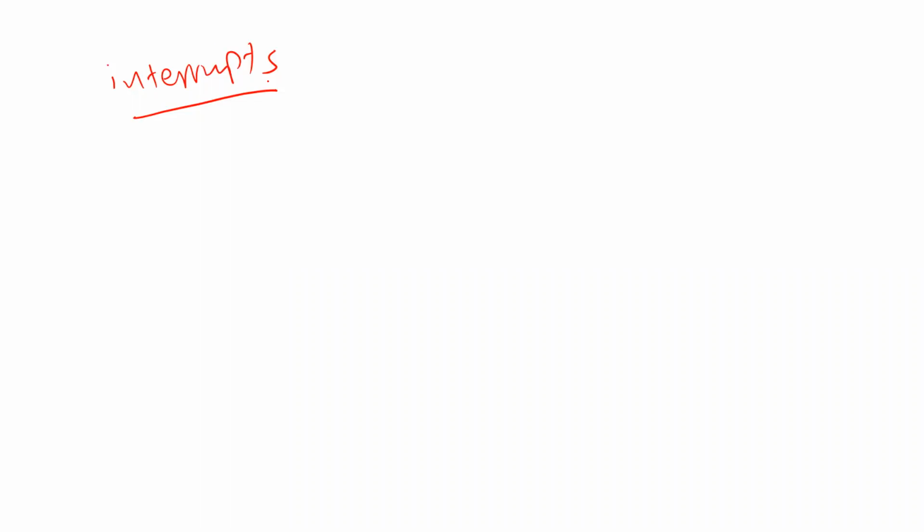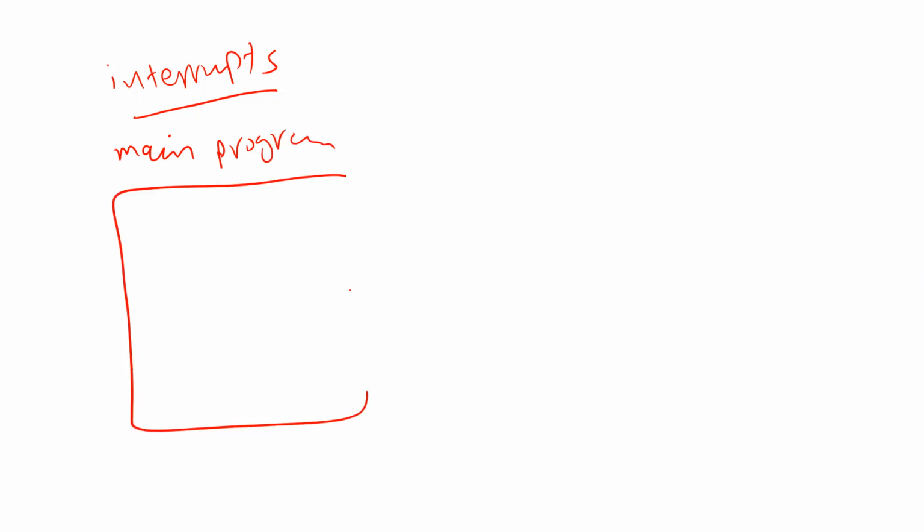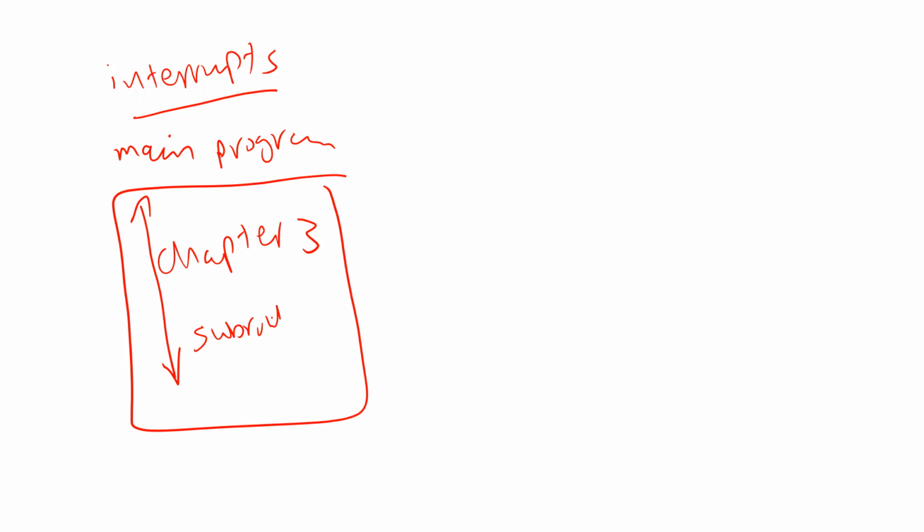What's going to be different is that what we did in chapter 3, I'm going to call the main program. This is everything you did in chapter 3. Your program was only in one place, including subroutines. So here also including subroutines. All your program was in one place. That's what we call the main program.